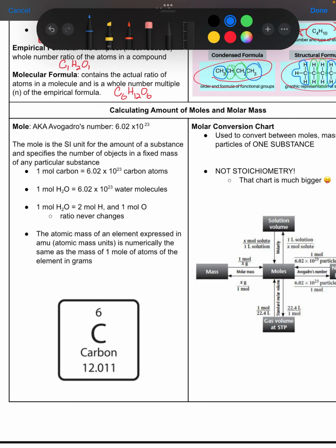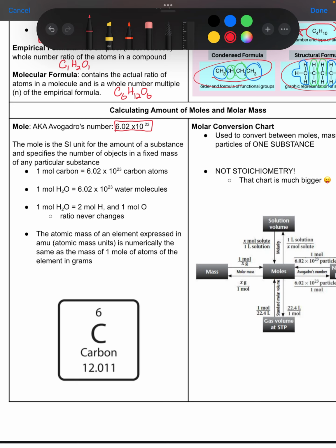Moving on to calculating the amount of moles in molar mass. So first of all, what is a mole? It is also known as Avogadro's number, specifically 6.02 times 10 to the 23rd power. It's a really, really big number, but all it is, is the standard international unit for amount of a substance, right?